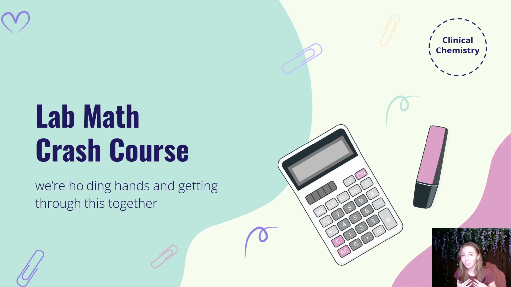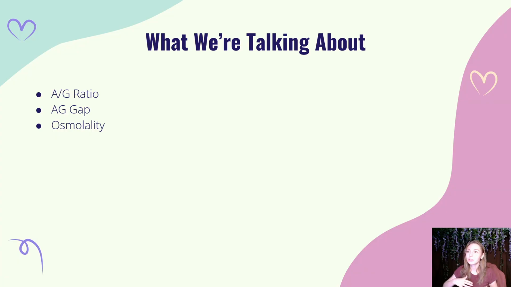I love math. I don't expect you to come out of this loving math. I just hope to make this a little bit less painful for you. So here's our laboratory math crash course. We're going to be talking mainly about your AG ratio, your AG gap, and your osmolality. I'm going to mention at the end a couple of other formulas that you should be aware of.